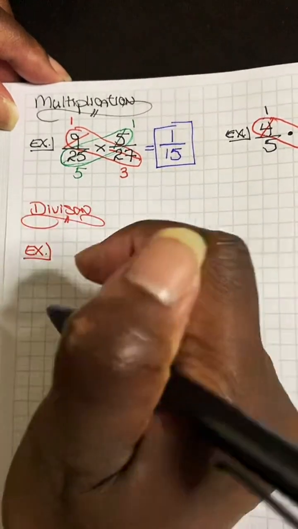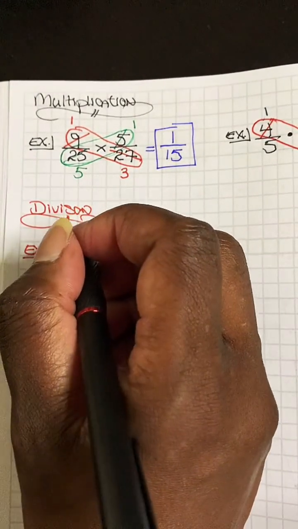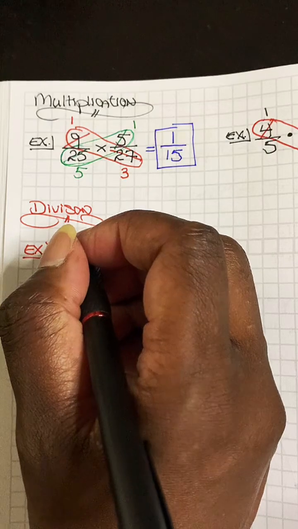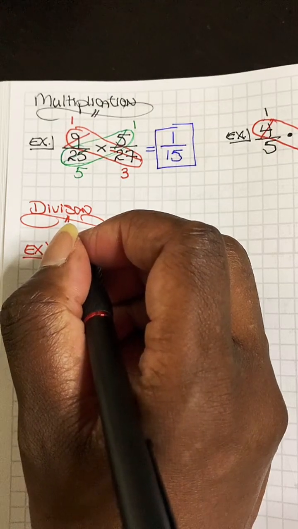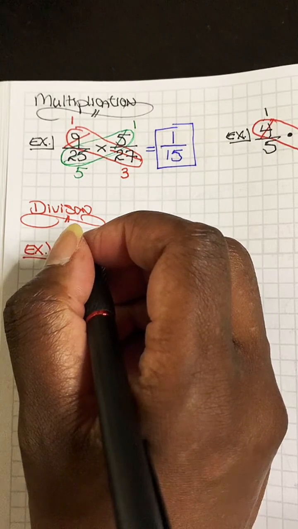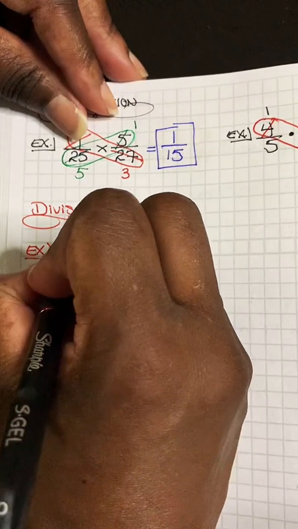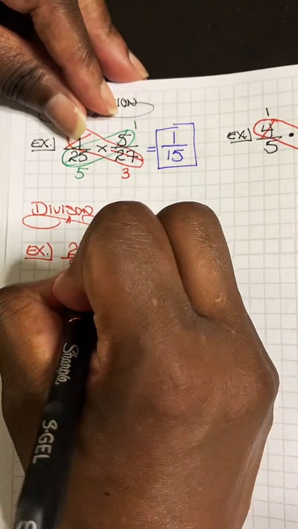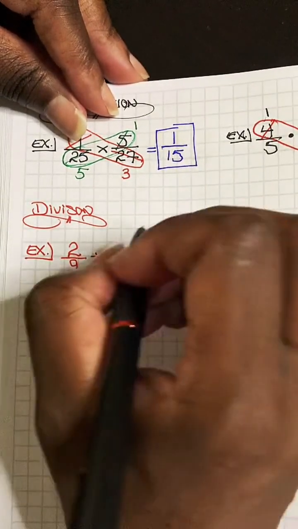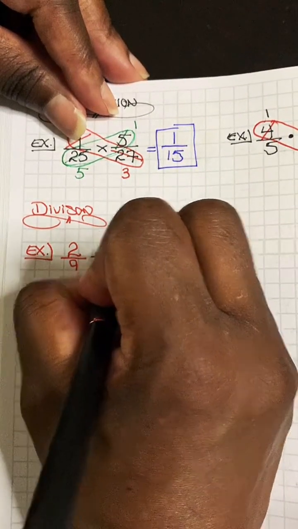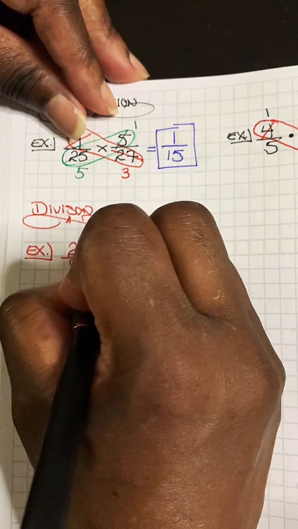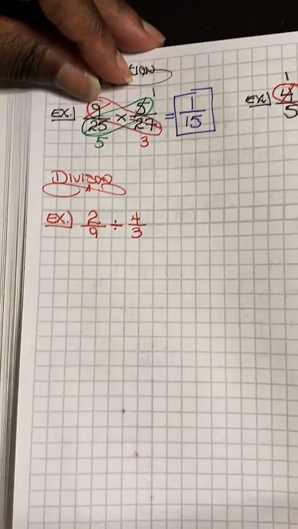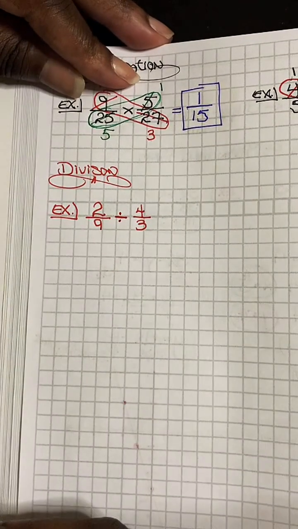Let's do division. Division kind of reminds me of when we're subtracting polynomials. So let's say we got 2/9 divided by 4/3. I think a lot of you probably know exactly what I'm about to say.